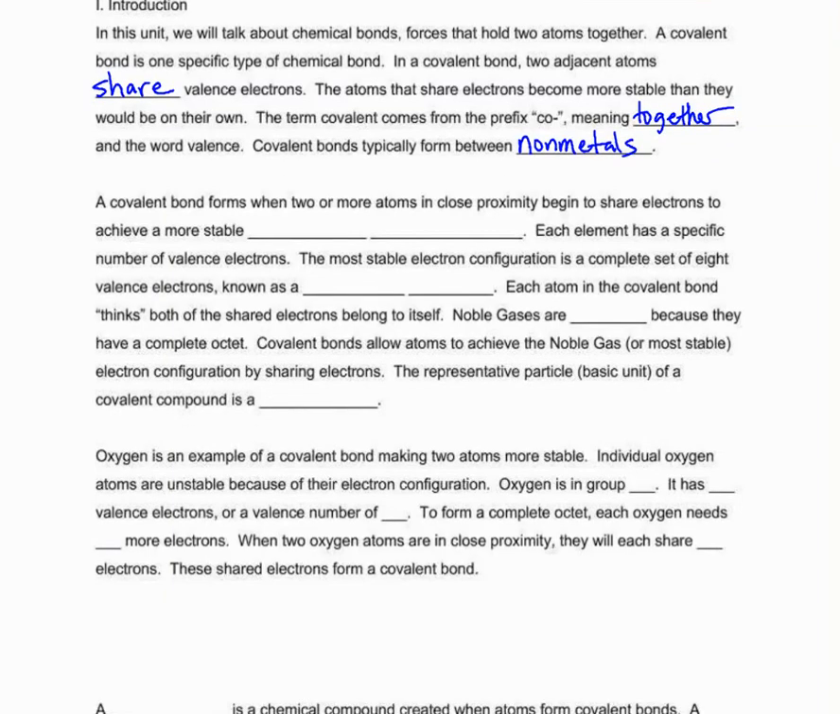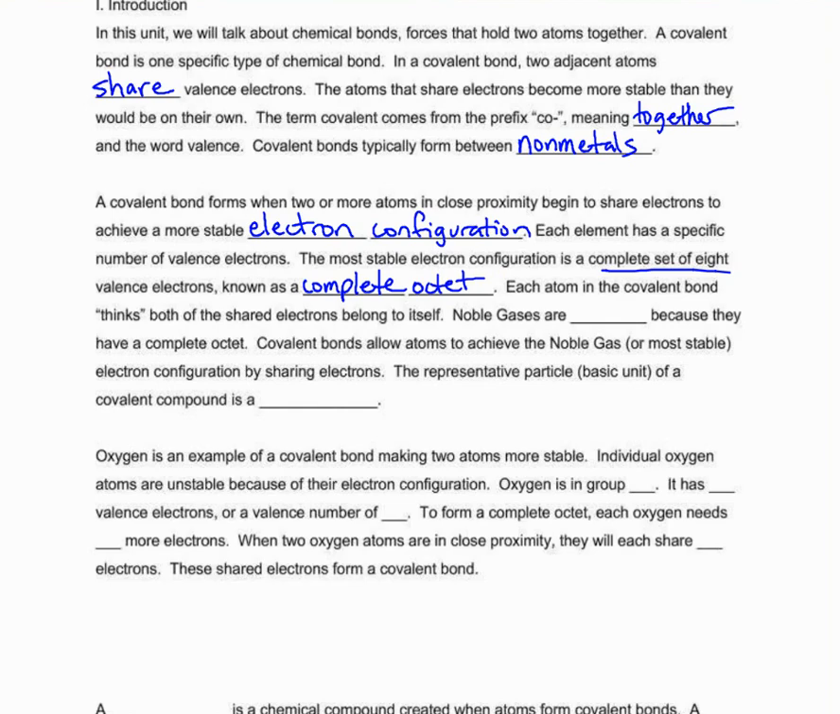So a covalent bond forms when two or more atoms that are in close proximity begin to share electrons, with the purpose of achieving a more stable electron configuration. So each element is going to have a specific number of valence electrons, and the most stable configuration is a complete set of 8 valence electrons, which we've given a name before. It is a complete octet.